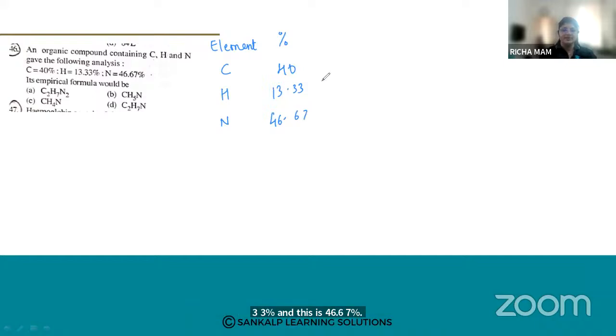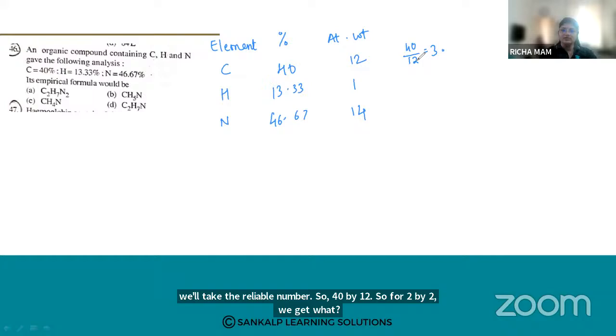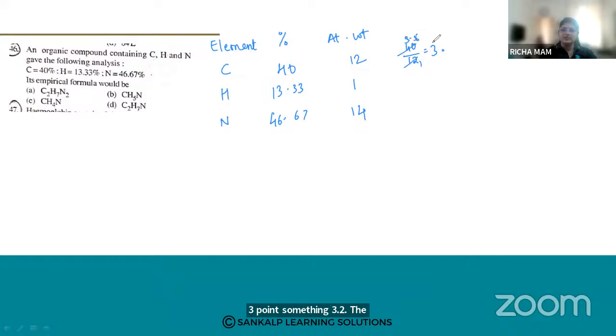Right. Now what is the atomic number? Atomic weight of carbon is 12, hydrogen is 1, nitrogen is 14. So we'll take the reliable number. So 40 by 12, we get what? 3 point something. Then 366. Okay, it is 3.66.